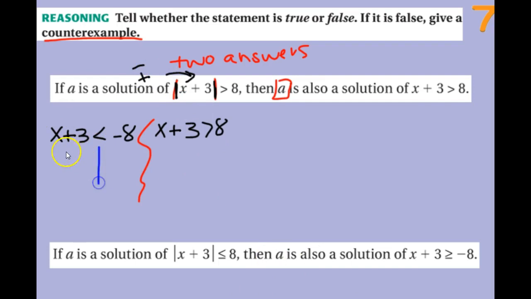So if we solve these, subtract 3, x is less than, here these are all negatives, a negative 11.